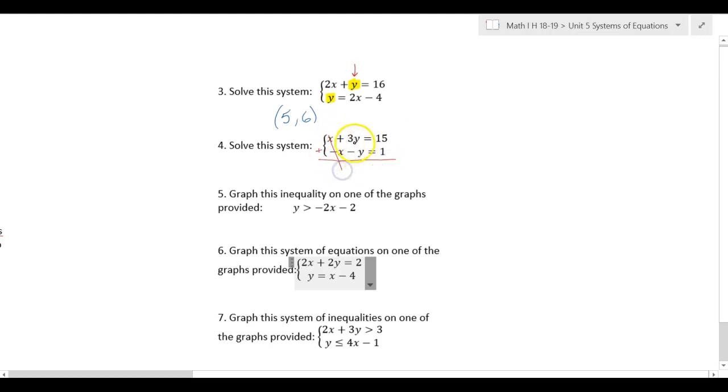When I add, x eliminates, I get 2y equals 16, therefore y equals 8. And then I know that x plus 3 times 8 equals 15. So I know that x plus 24 equals 15. So x equals negative 9. And then I write it as a coordinate, negative 9, 8.